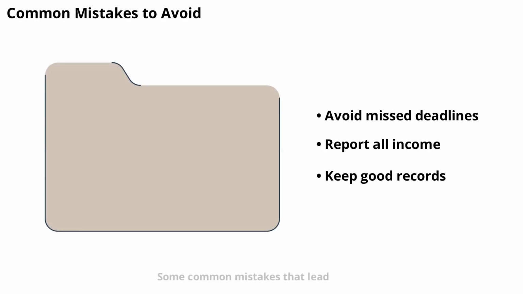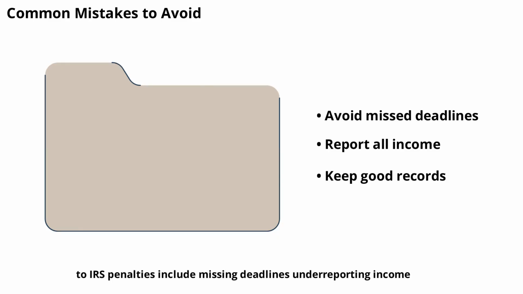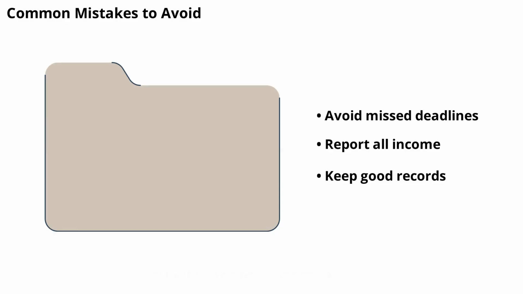Some common mistakes that lead to IRS penalties include missing deadlines, underreporting income, and failing to keep proper records. Double-check your return for errors, and make sure all information is accurate. Taking the time to review your tax documents can save you money and stress in the long run.